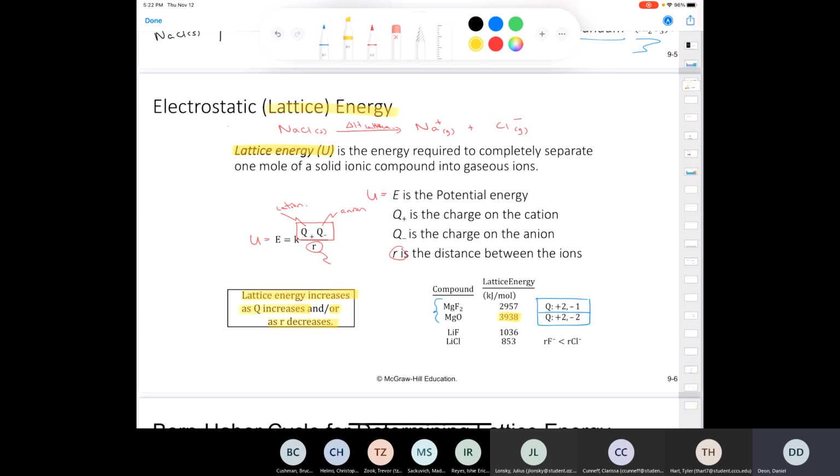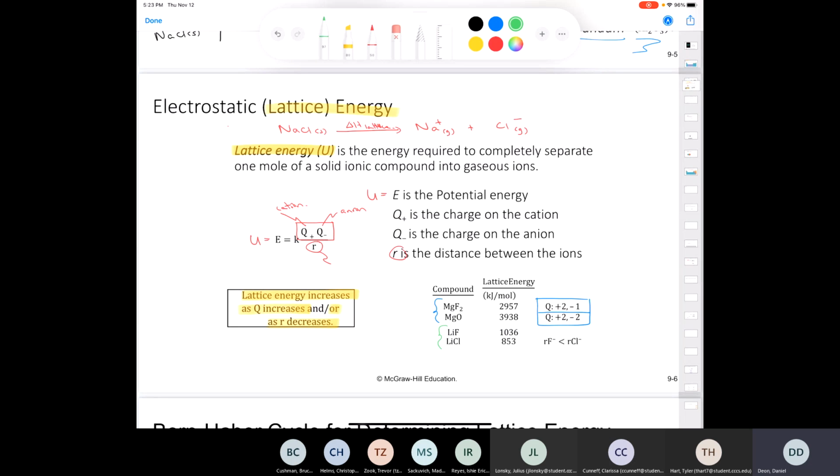Remember, it doesn't solely depend on the charges of the cation and anion. It also depends on the distance between the ions. So we have to evaluate both of those when lattice energy is measured. Let's look at another example before we move on to the next slide.